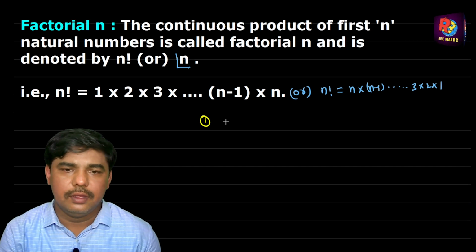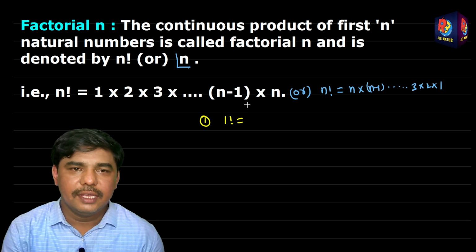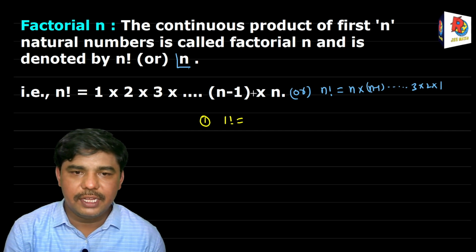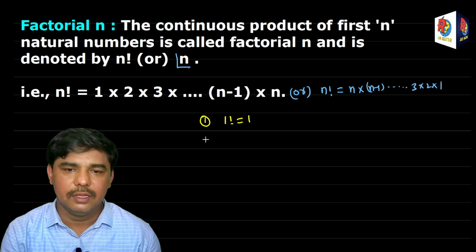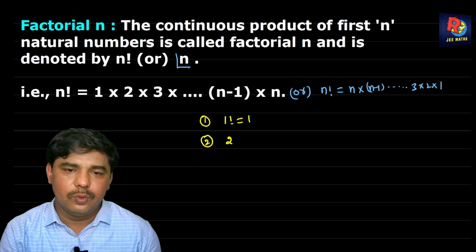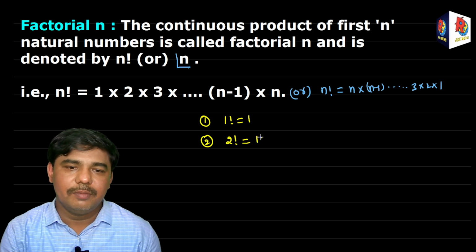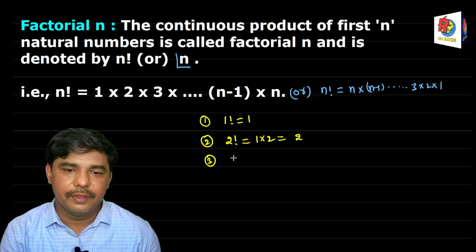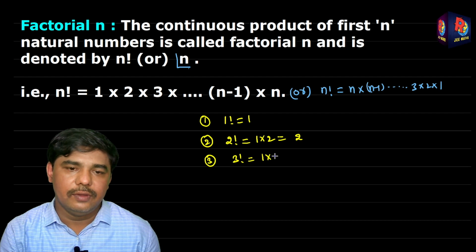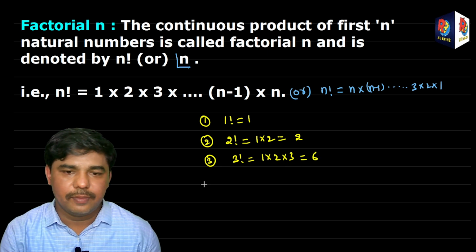Very first, I will discuss 1 factorial. 1 factorial means the product of n natural numbers; here n is 1, so the product of 1 is only 1. Answer is 1. If you go for the second one, 2 factorial means the product of 2 natural numbers, 1 into 2. The answer is 2. If you go for 3 factorial, 1 into 2 into 3, that equals 6.